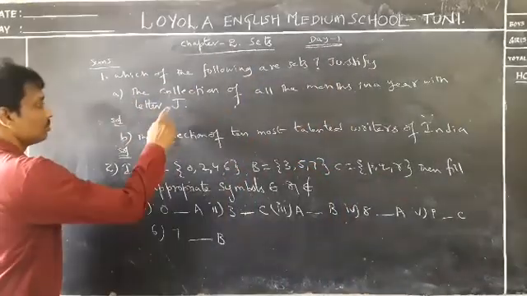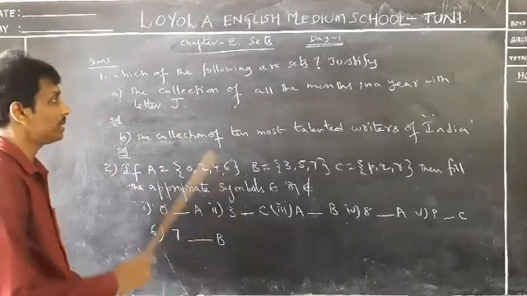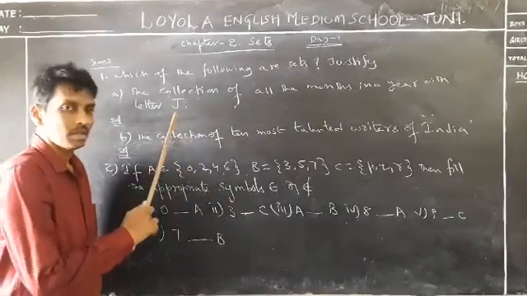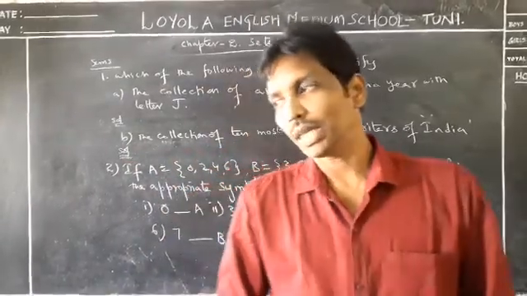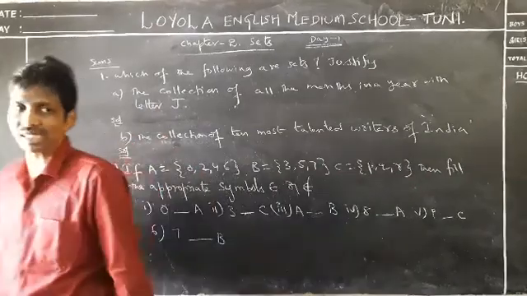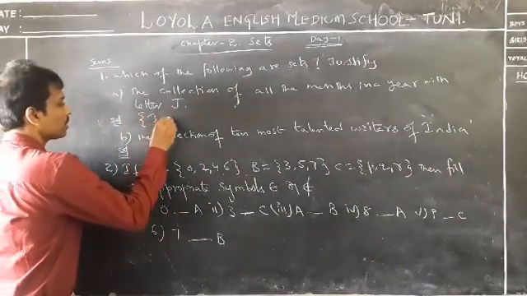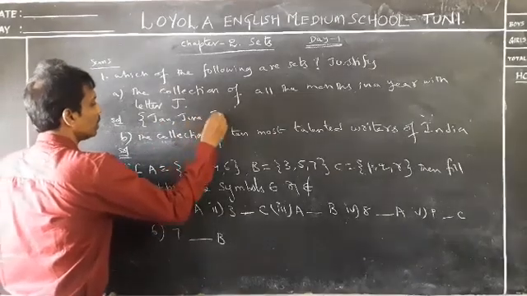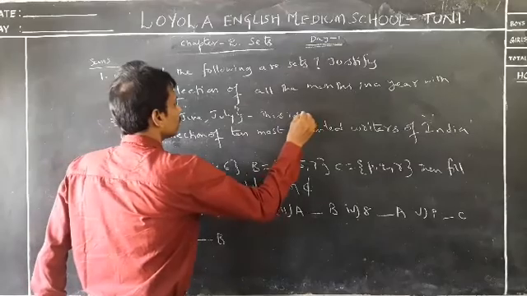The months which start with the letter J: which month names start with the letter J? January, June and July. So is this collection a set or not? Yes. January, June and July, this is a set.